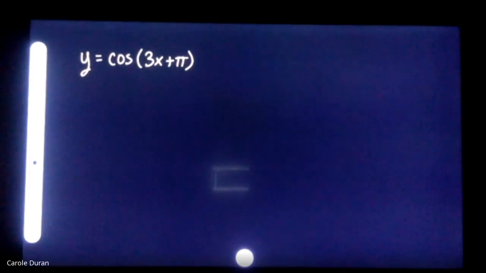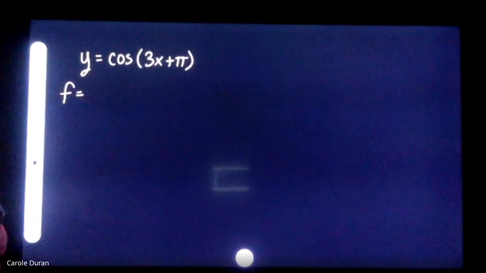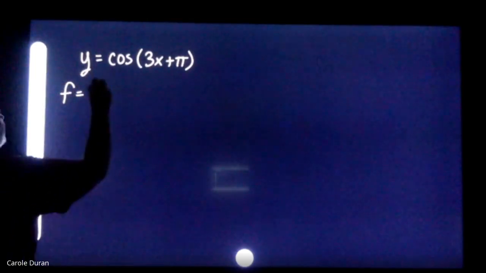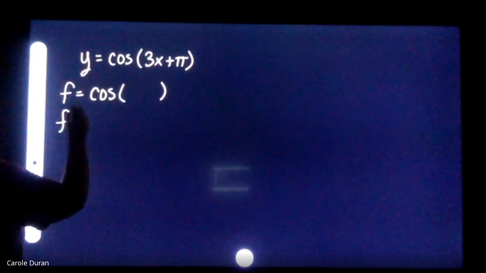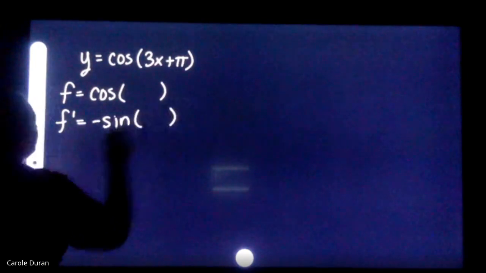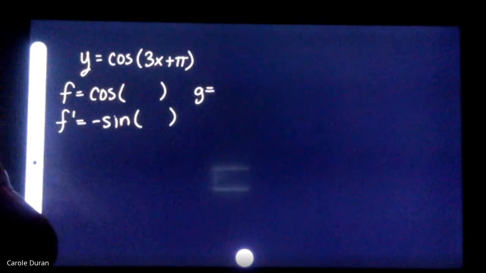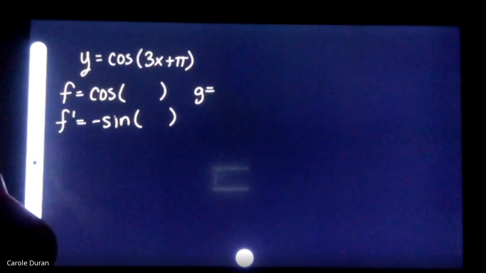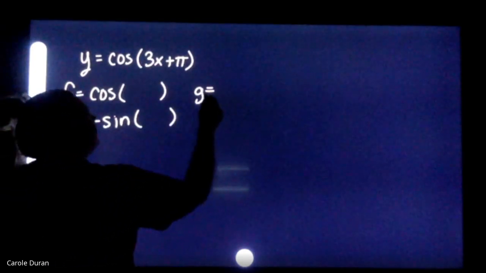Corbin, what's my outside function? Cosine. Okay, cosine of the parentheses, right? Yes. Then what's its derivative? Negative sine of the parentheses. Guzman, what is my inside function? I know that the 3x goes to 3, but does pi just stay pi or does it go to 1?